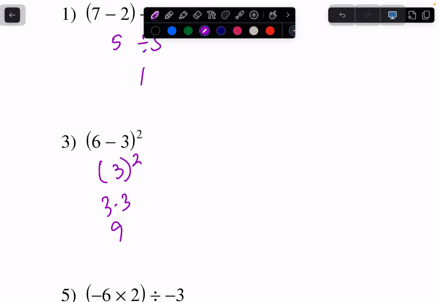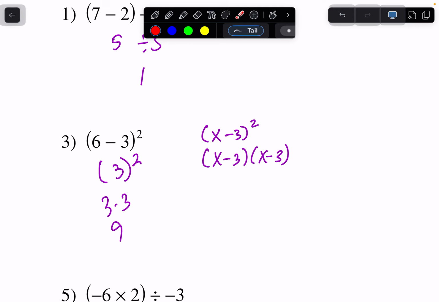And let's say that it is the expression x minus 3. So let's say there's an x there and not a 6. If there's an x there and not a 6, we can't do the subtraction first. We can't simplify that parentheses. So there's other rules we have to do. So we would want to write that twice. Then we would want to distribute everything.